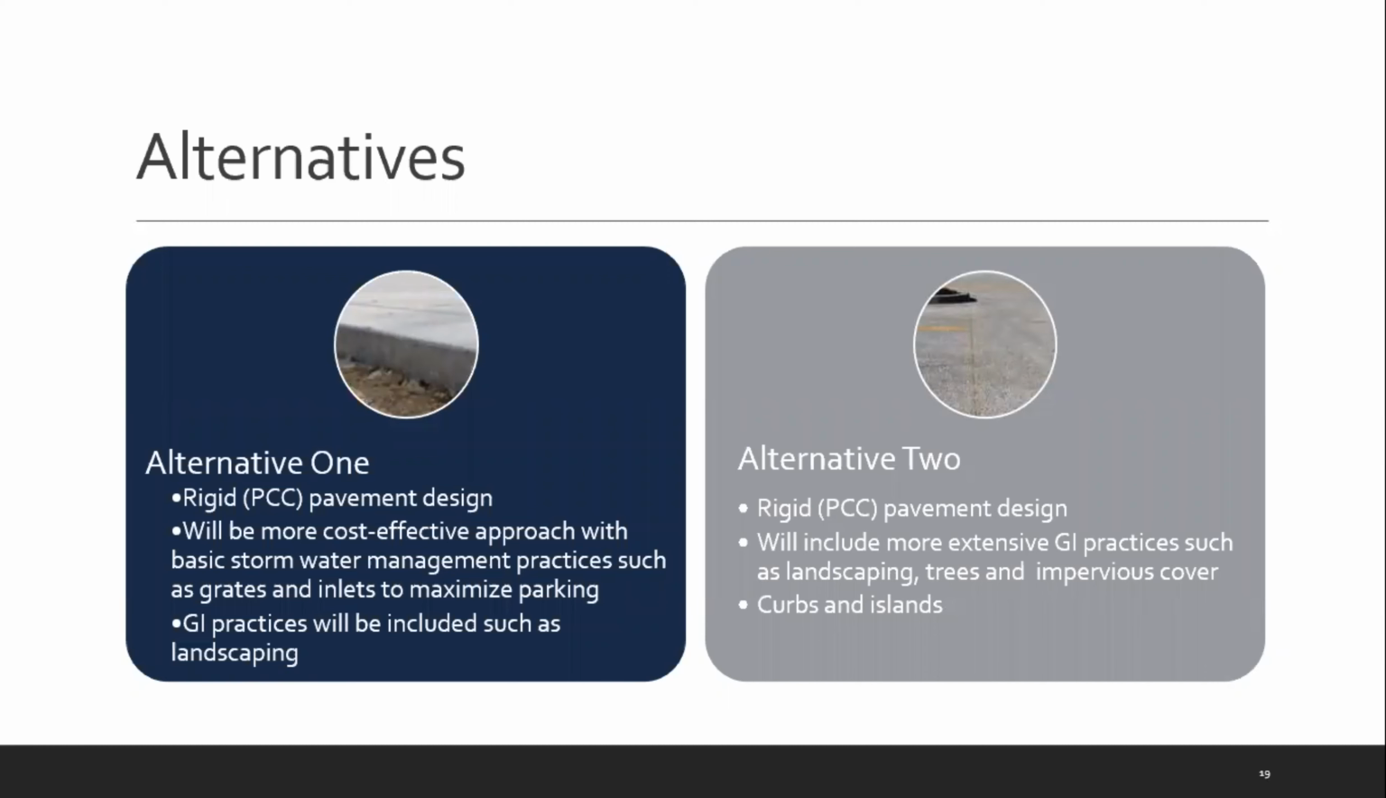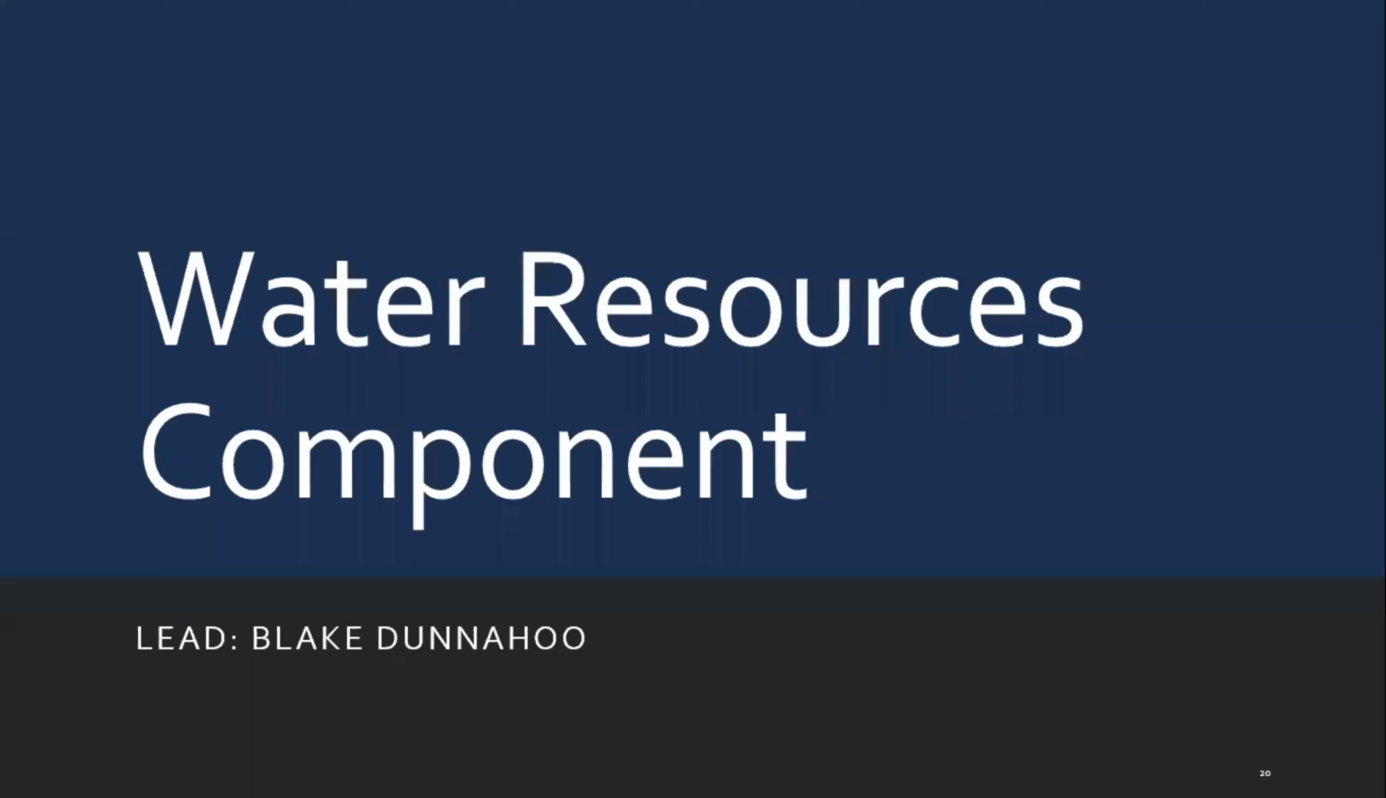For alternative 1, we'll be using a rigid PCC pavement design. It'll be a more cost-effective approach with basic stormwater management practices such as grates and inlets to maximize parking. GI practices will be included, such as landscaping. For alternative 2, the rigid PCC pavement design, it will include more extensive GI practices such as landscaping, trees, and impervious cover. It'll also include curbs and islands. I'll be handing it off to Blake Donahoe to talk to you about the water resources component of the project.